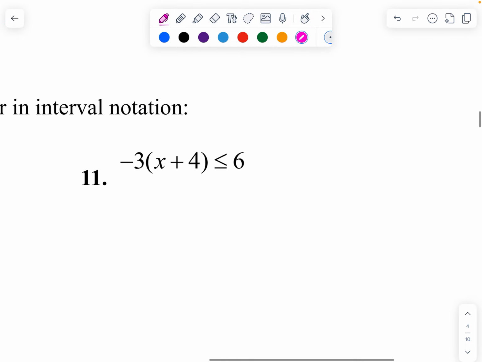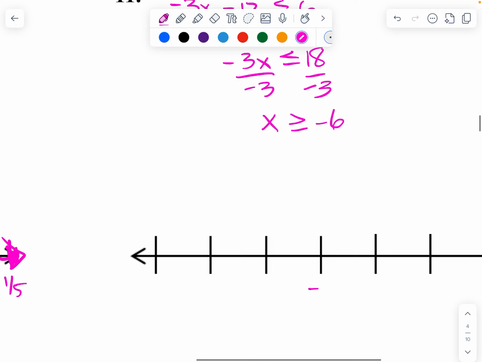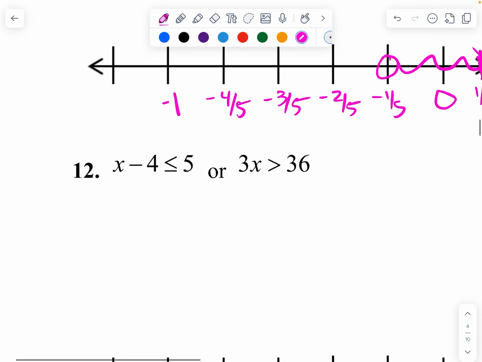Okay, this one. Negative 3x minus 12 is less than or equal to 6. Add 12. Get negative 3x is less than or equal to 18. Divide by negative 3. That changes the inequality, and negative 6. So I'm going to put negative 9, negative 8, negative 7, negative 6, negative 5, negative 4, negative 3. It has a closed dot at negative 6, and it is the numbers greater than. So it is this direction. I just now realized I changed colors.